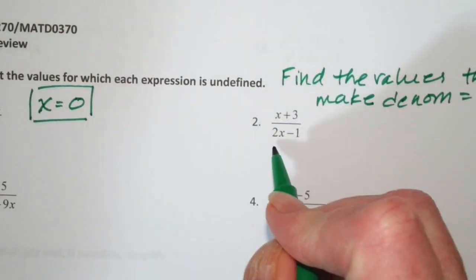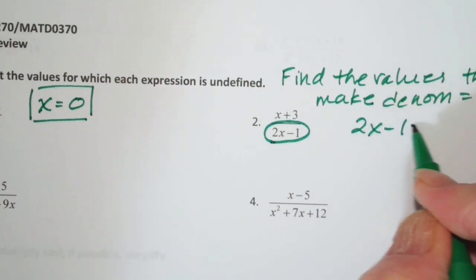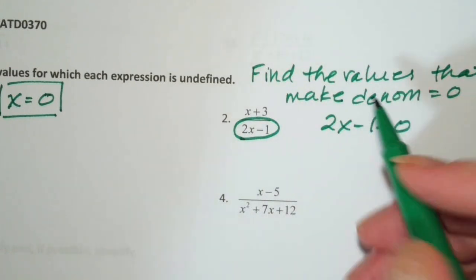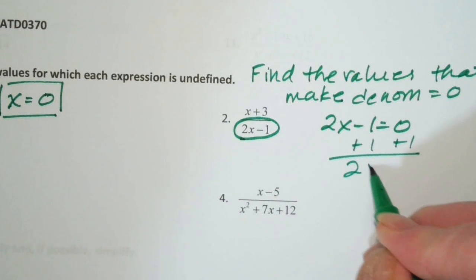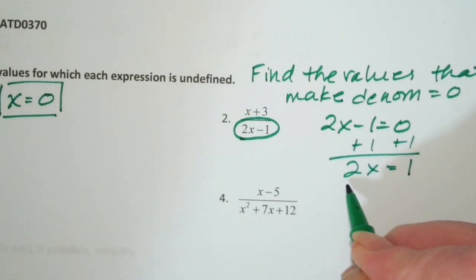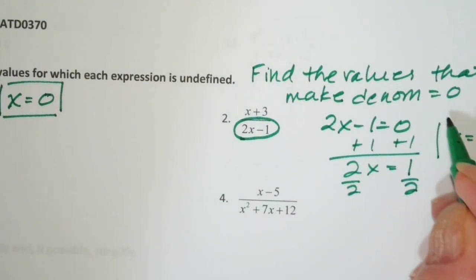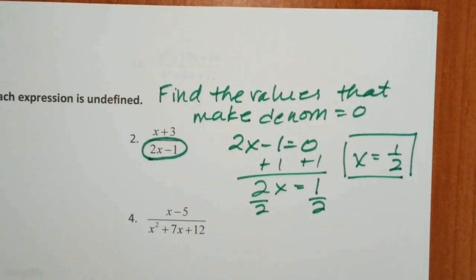In number 2, I take the denominator, set it equal to 0, but now I have to solve for x. So I add 1 to both sides. That gives me 2x is equal to 1, and when I divide by 2, I get that x is equal to 1/2. That is the value of x that will make the expression undefined.